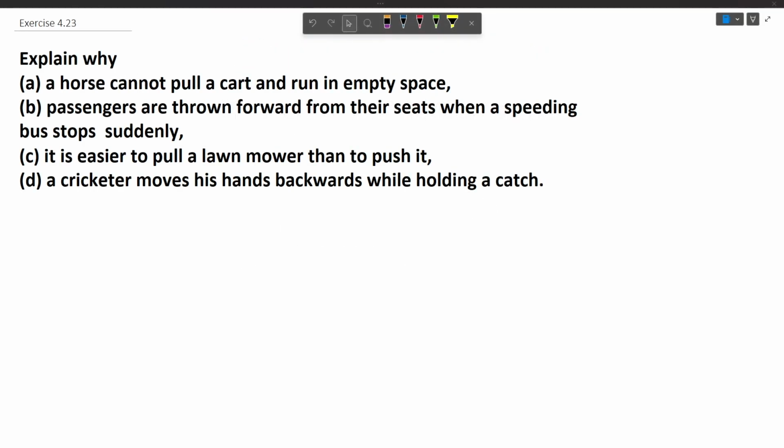The question says: explain why a horse cannot pull a cart and run in an empty space. So, for a horse to propel the cart, let's assume that this is the horse and this is the cart that is being pulled by the horse. At first, let us assume that there is a ground, it is not an empty space. So what happens is that the horse pushes the ground maybe in this direction, and that leads to a reaction that makes the horse go in the opposite direction and thereby pulling the cart.